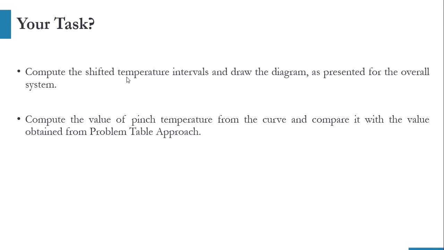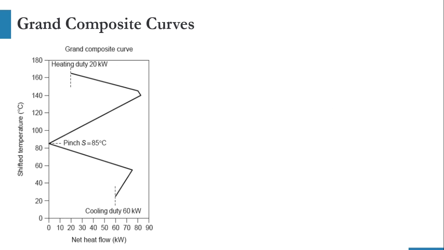Now, what is your task over here? Your task is to compute the shifted temperature intervals and draw the diagram as presented for the overall system. In the graphical approach, you used the actual temperatures and drew the diagram, but now you have to use the shifted temperatures and draw the same diagram, and you will see that you are getting the pinch point over there. Compute the value of pinch temperature from the curve and compare it with the actual value obtained from the problem table approach, and obviously you will get the same point over here.